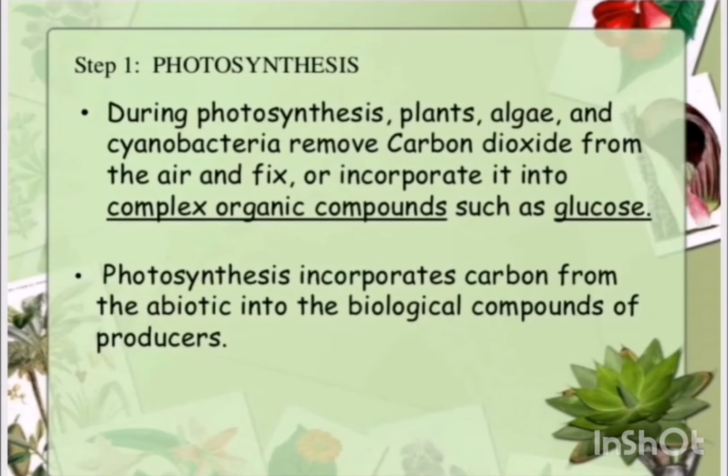As I told, the first step is photosynthesis. During photosynthesis, green plants capture light energy and use water, carbon dioxide and minerals to make oxygen and an energy-rich compound in the form of glucose. So during photosynthesis, plants, algae, and cyanobacteria remove carbon dioxide from the air and incorporate it into complex organic compounds such as glucose. Photosynthesis incorporates carbon from the abiotic environment into the biological compounds of producers.